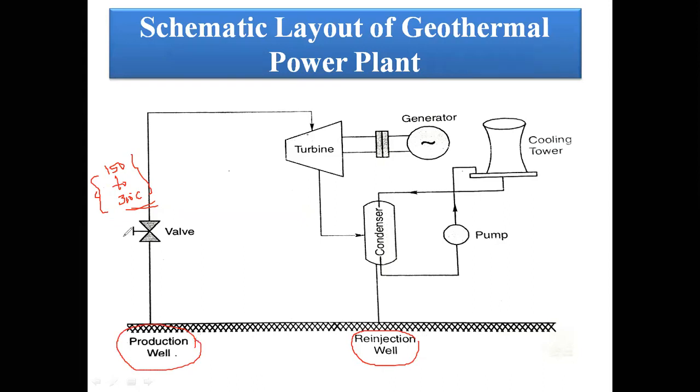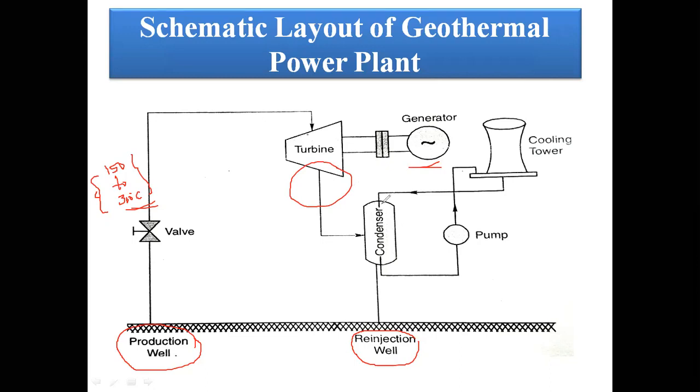This steam drives the steam turbine, which converts the steam energy or heat energy into mechanical energy. Further, that mechanical energy is converted into electric energy with the help of an alternator. The maximum amount of steam is wasted in the turbine. Almost 50 to 60% of the steam is ejected from the turbine.